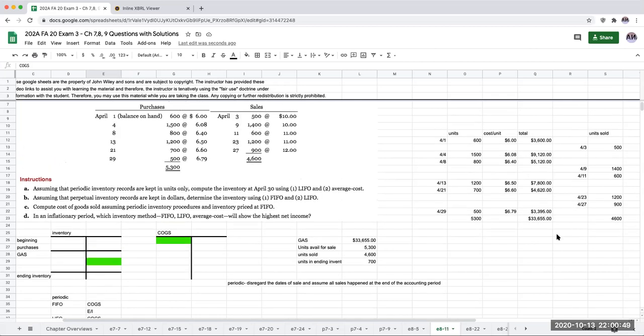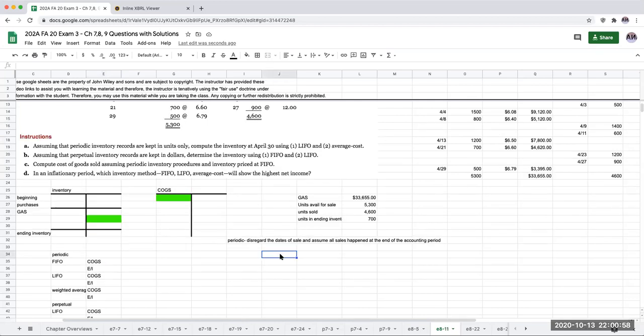When I'm doing periodic, I disregard the dates of sale and assume the 4,600 units that were sold were at the end of the accounting period. So I'm asked to do LIFO and average cost. What does LIFO mean under periodic? This is last in, first out. Last goods into inventory are the first expensed to cost of goods sold.